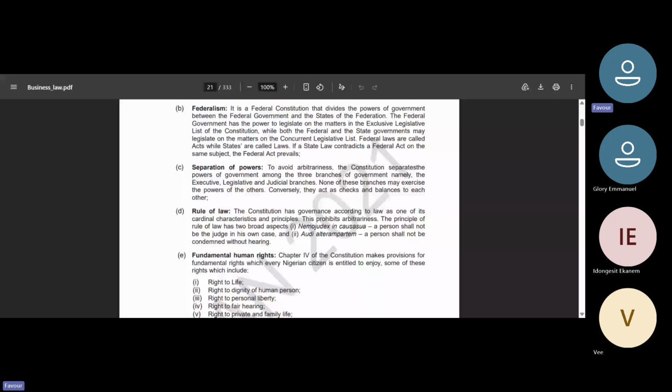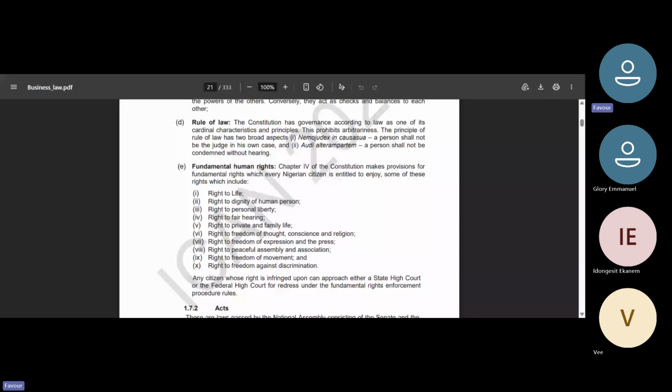So the next is the fundamental human rights. The Constitution makes provision for the fundamental human rights which every Nigerian citizen is entitled to. Some of these rights include the right to life, the right to dignity of the human person, the right to personal liberty, the right to fair hearing, like I said, right to private and family life, right to freedom of thought, conscience, and religion, freedom of expression and the press, right to peaceful assembly, then right to freedom of movement, and right to freedom from discrimination.